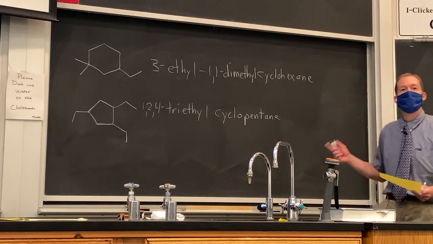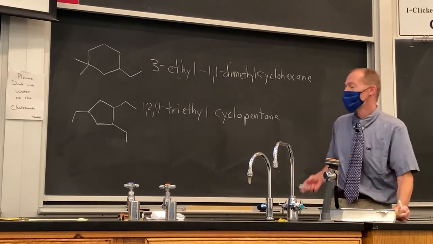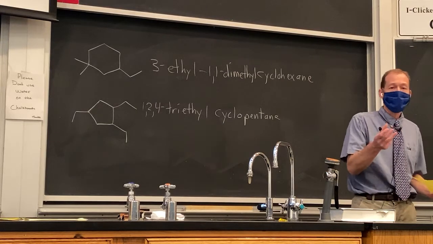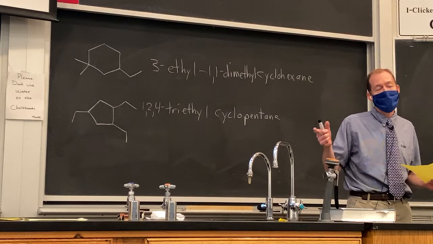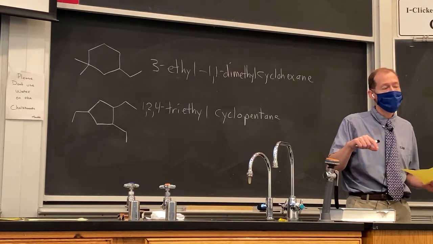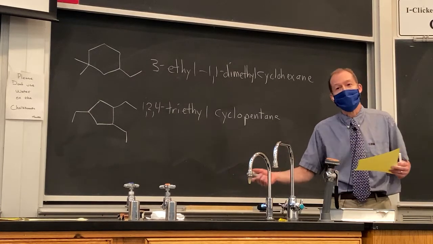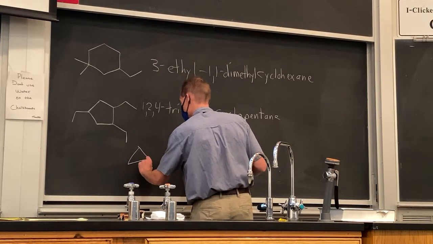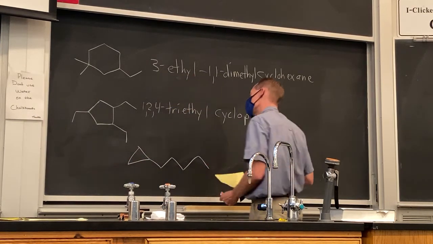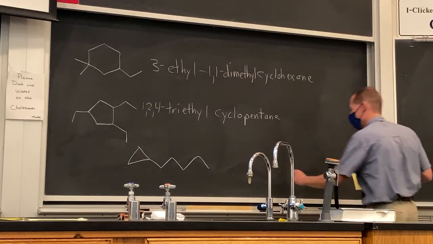Okay, our last example will illustrate a principle that I haven't taught you yet. That principle is that if we have a ring, and then we have a chain attached to the ring, and the chain has more carbons than the ring, then we name the ring as a substituent of the longer chain. Okay? So let's do an example of that. What's the parent name? Pentane. Okay.